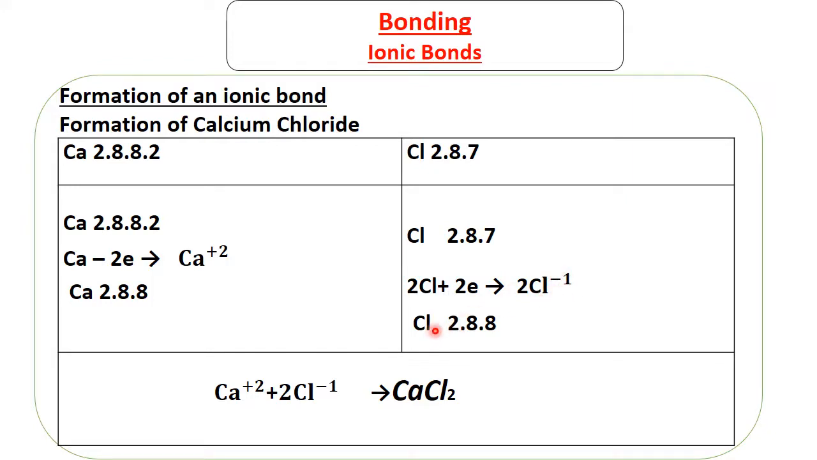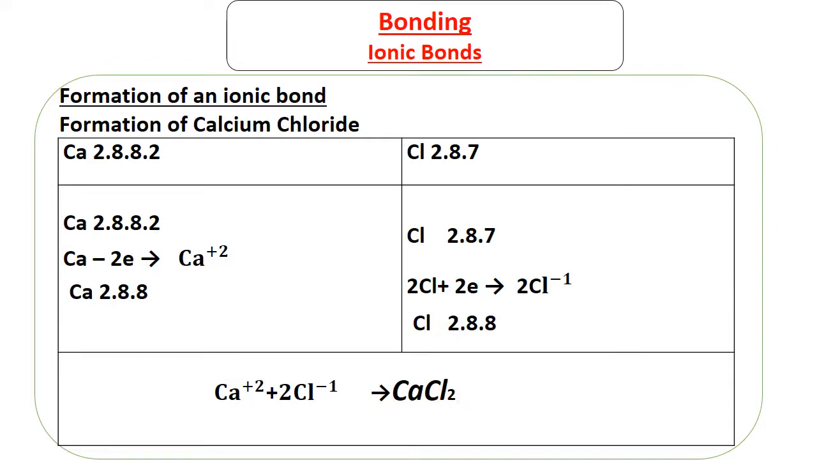So the electronic configuration for each of the chlorine atoms is going to be 2, 8, 8, and both of them are stable. Therefore, the base chemical equation for this is calcium with a charge of +2 combined with 2 chlorine atoms, and what results is calcium chloride, CaCl2. The 2 shows that there are 2 atoms of chlorine. So there's 1 atom of calcium and 2 atoms of chlorine. So this is calcium chloride.